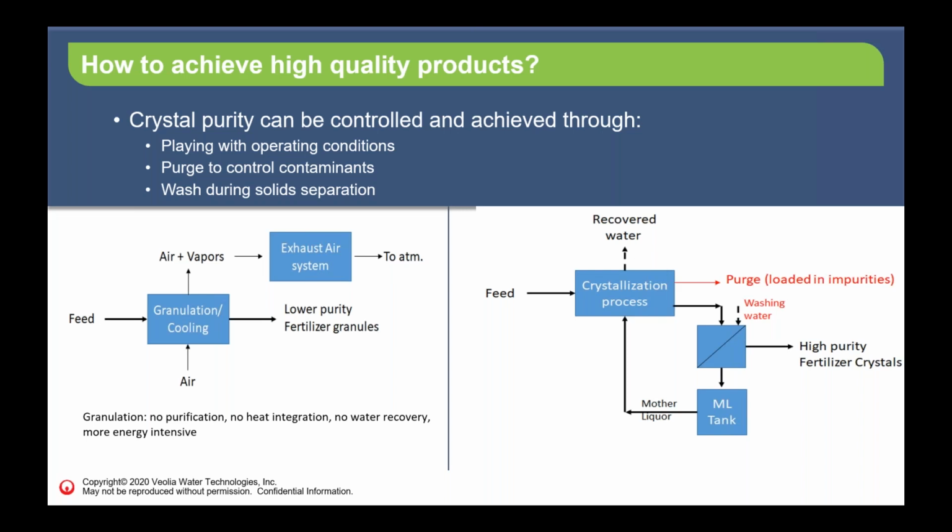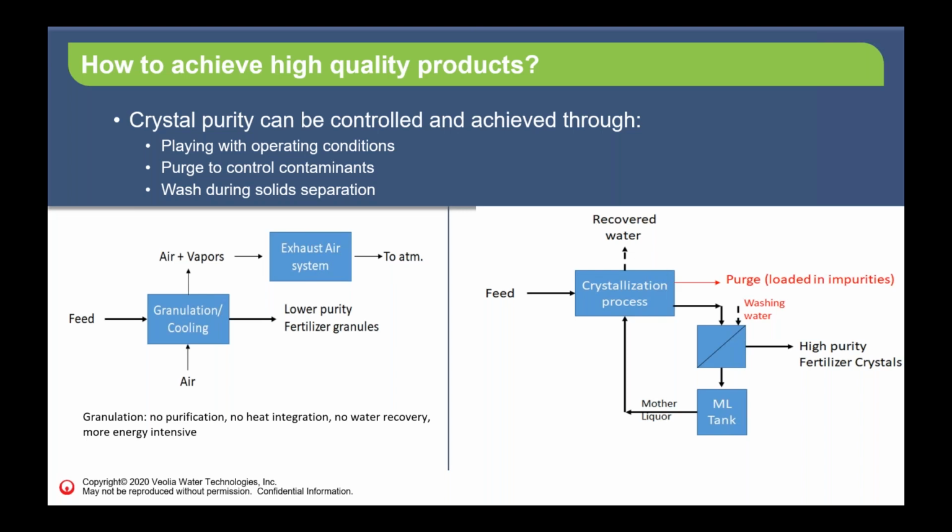So here in the granulation process, there is no purification, obviously. There is no heat integration, there is no water recovery, and everything that goes into the system goes out of the system. If you have impurity 1, it will go out with the granules. So obviously there's no purification. And the granulation process, because there is no heat integration, is also more energy intensive.